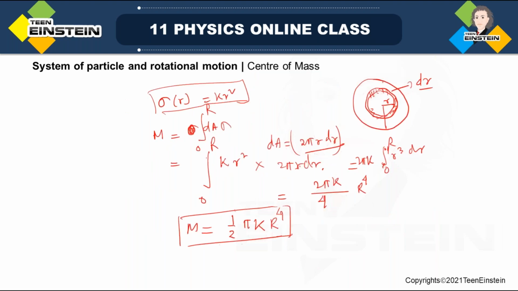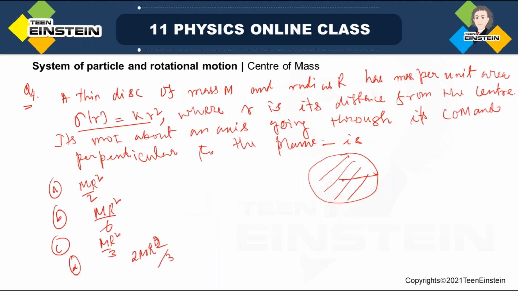I'll simply repeat it. When the mass distribution is not uniform, when it varies with space or distance, then what you do first is find out the total mass of the disk. How? Just by integrating it. The problem was given that the total mass is capital M, suppose, and the radius is capital R.